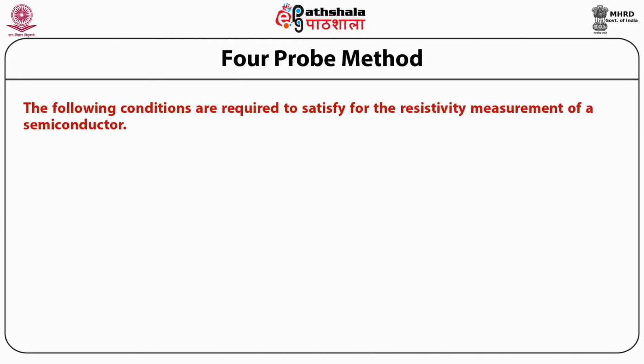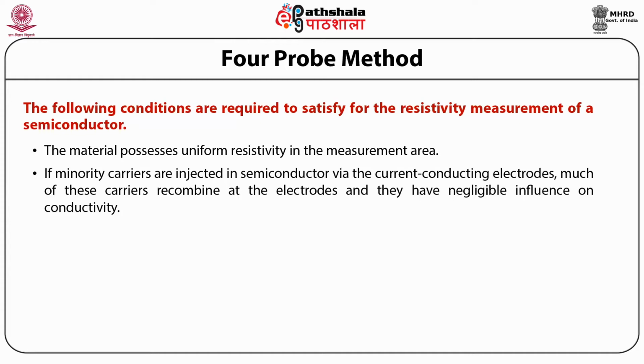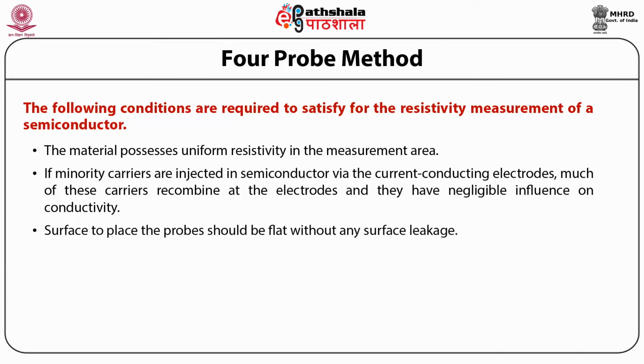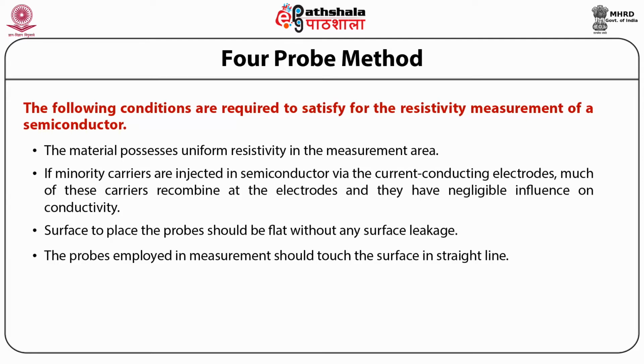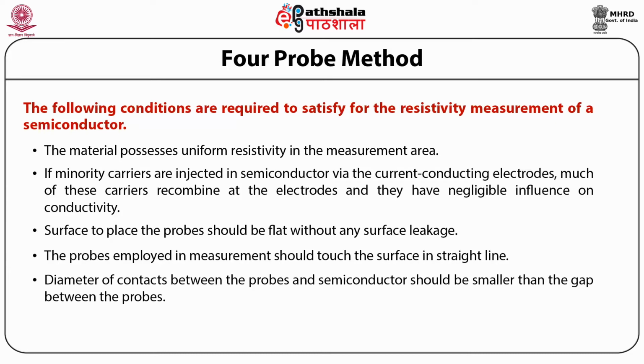The following conditions are required to satisfy the resistivity measurements of a semiconductor. The material possesses uniform resistivity in the measurement area. Second, if minority carriers are injected in the semiconductor via the current conducting electrodes, much of these carriers recombine at the electrode and they have negligible influence on conductivity. Third, the surface on which the probe is placed should be flat without any surface leakage. Fourth, the probes employed in measurement should touch the surface in a straight line. Fifth, diameters of contacts between the probes and the semiconductor should be smaller than the gap between the probes. And lastly, the material surface can be either conducting or non-conducting.